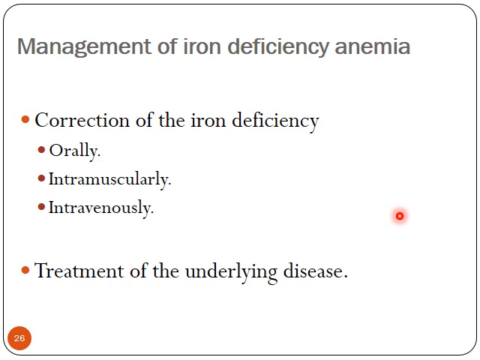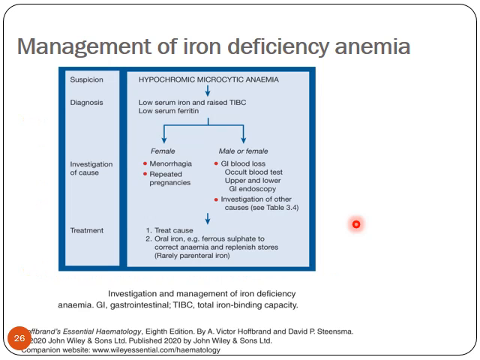So how do we manage a case of iron deficiency anemia? We have to correct the iron deficiency by supplementation, either orally, intramuscular injection or intravenous injection, while the main landmark is treatment of the underlying disease, either treating the diet or checking for the source of bleeding and correcting it, or the malabsorption that led to this or any infection that led to iron deficiency.